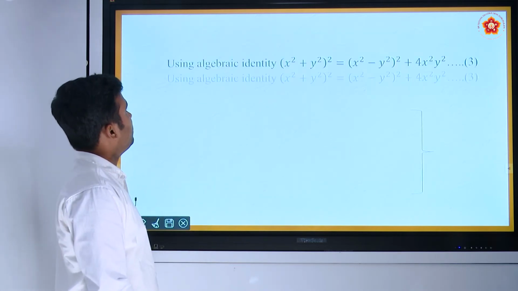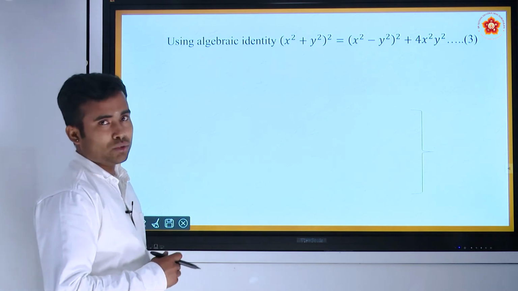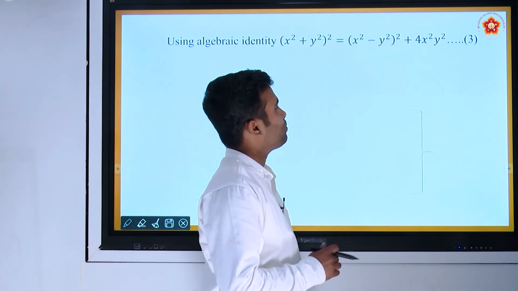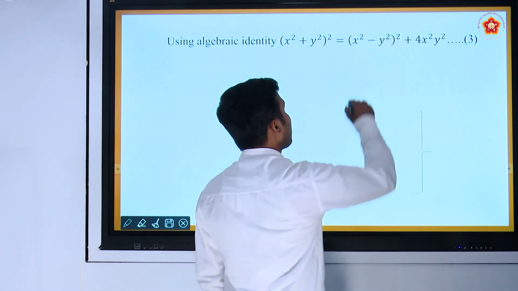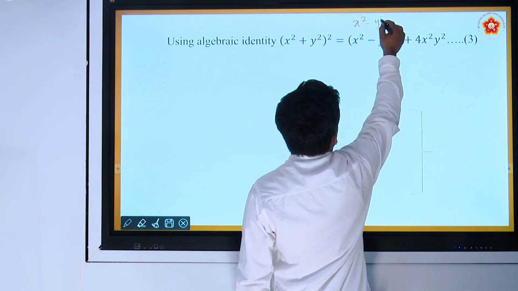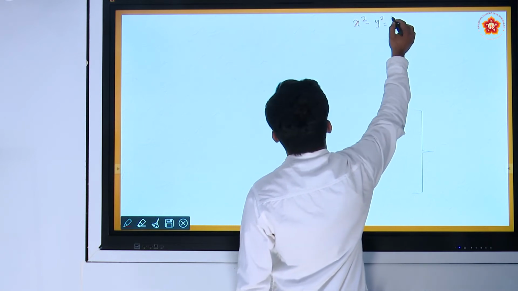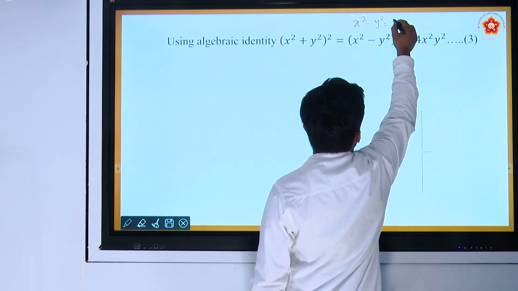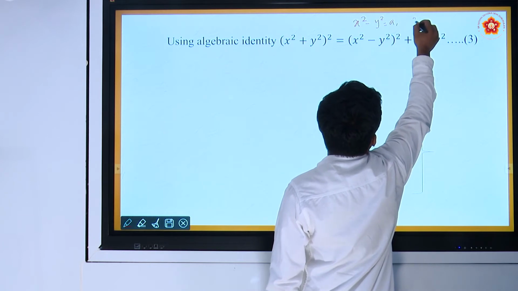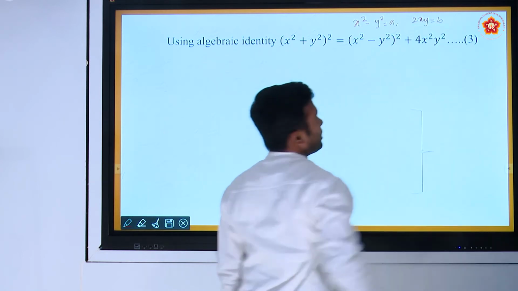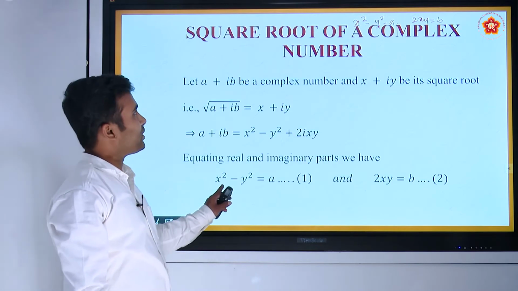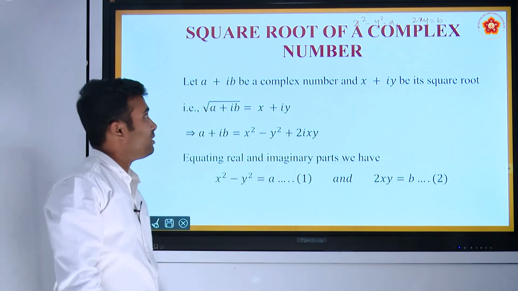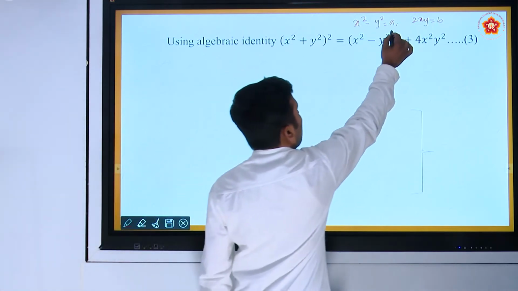Next, I can write x square plus y square whole square as x square minus y square whole square plus 4x square y square. You remember that x square minus y square is equal to a, that is equation 1, and 2xy is equal to b. In the previous slide, that is equation 1, x square minus y square is equal to a and 2xy is equal to b, and that is what we have called 1 and 2.